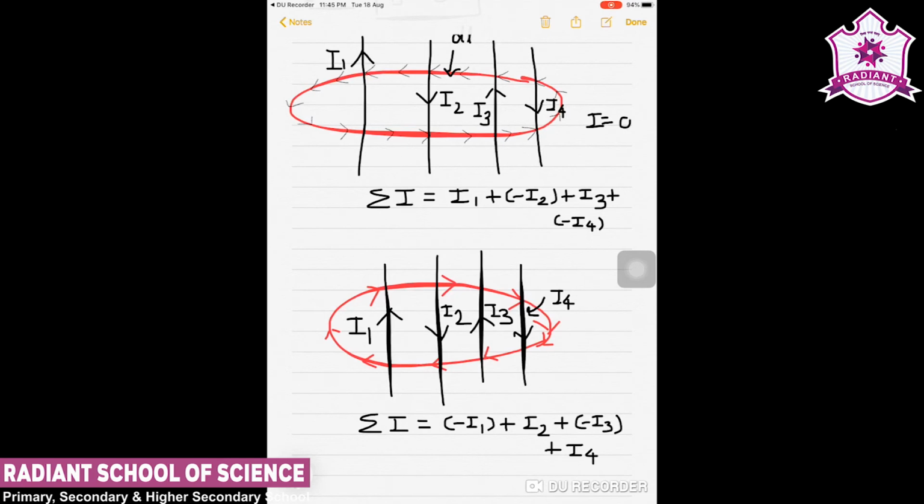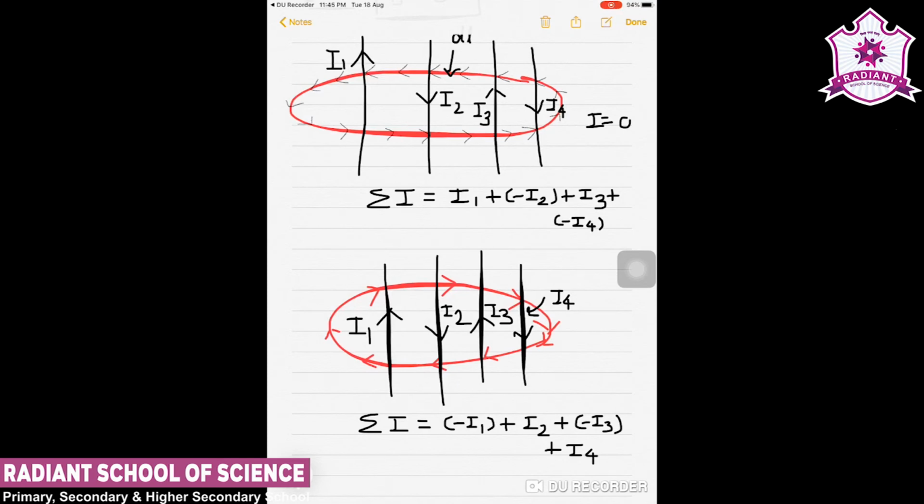That means during the experiment we cannot change I1's value, I2's value, I3's value or I4's value, and therefore these types of currents which do not change their value with time are called steady current. We also used this in chapter number 3, where we considered steady current and Kirchhoff's rules. So these are part of Ampere's circuital law.